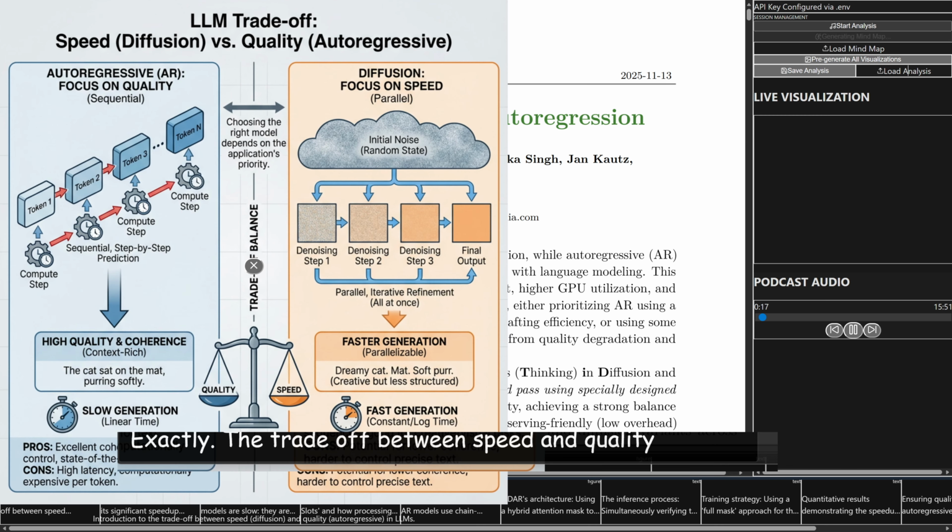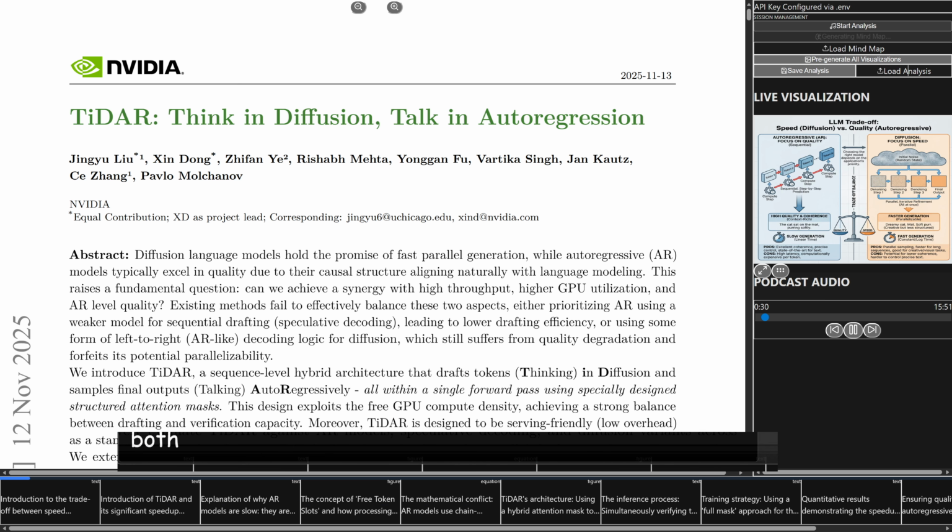For years, you've basically been forced to choose. Do you want that really high fidelity, perfect output from a traditional model? Or do you want the blistering speed you can get from, say, a parallel architecture? You couldn't have both. It really is the defining conflict in efficiency right now. It is. The traditional models, the autoregressive ones or AR models, they give you exceptional quality.